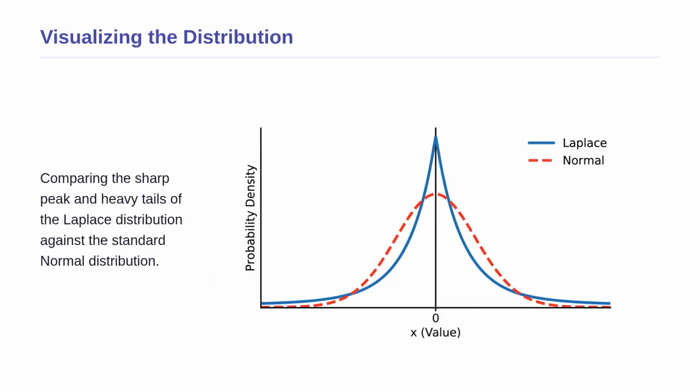Before we move on, let us see this with a concrete visual comparison. Here, you are looking at a graph comparing the Laplace distribution in blue with the standard normal distribution in dashed red. Notice the distinct sharp point exactly at the center of the Laplace curve, completely unlike the smooth, rounded top of the bell curve. Furthermore, look at the tails on the far left and right. The blue line sits higher than the red line in these regions. This visually proves that extreme values are much more likely to occur in reality when following a Laplace model.